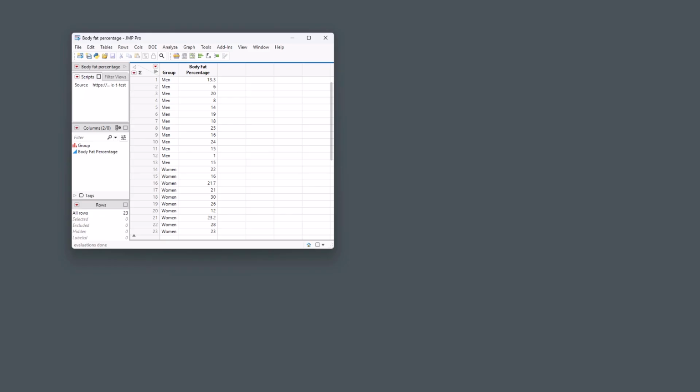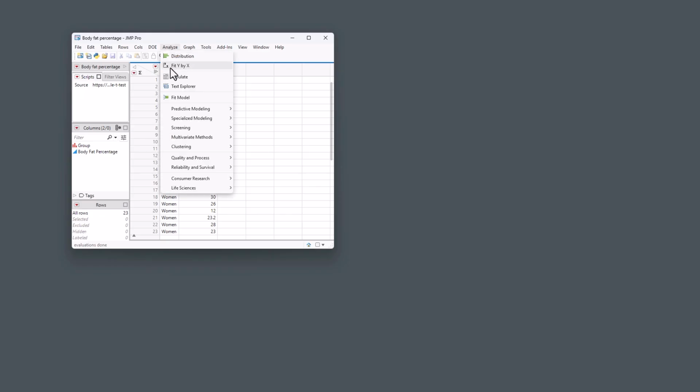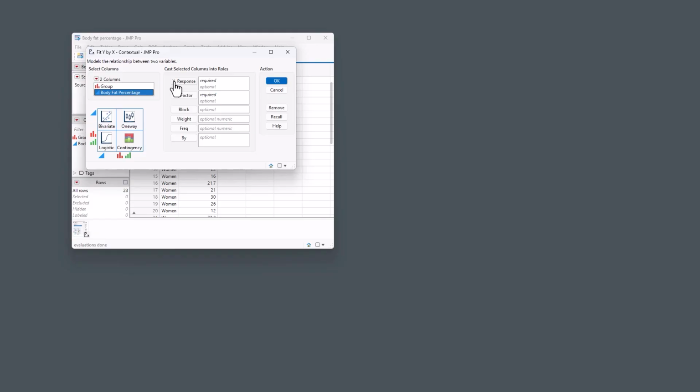Let's begin by going to Analyze, Fit Y by X. Body fat percentage is the Y, group is the X. Then I'll click OK.